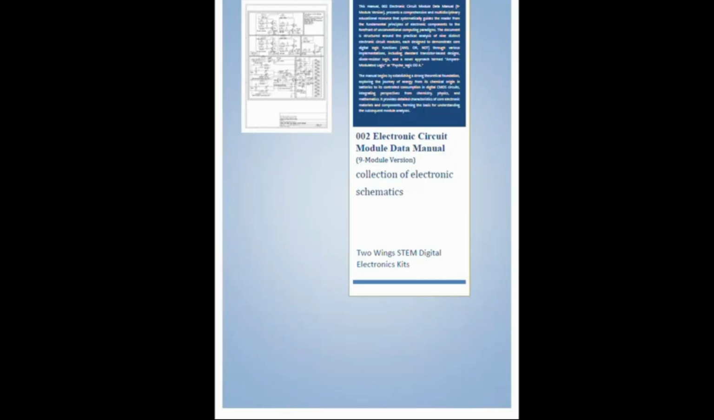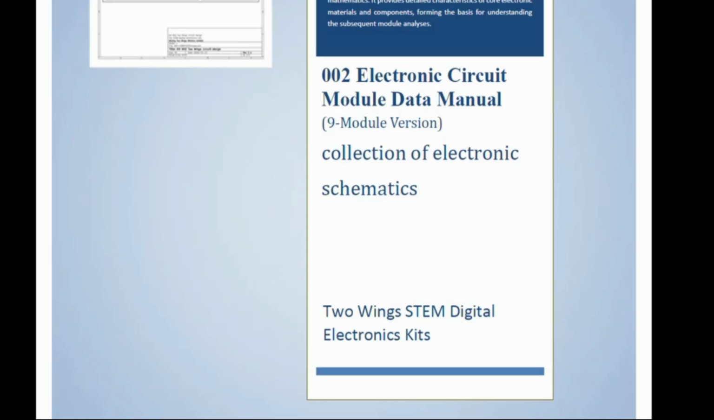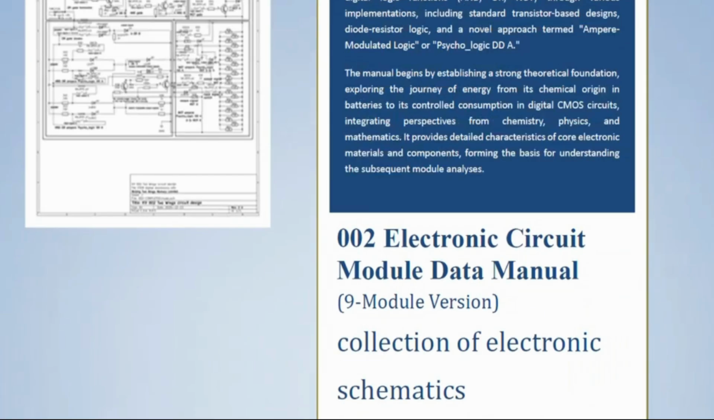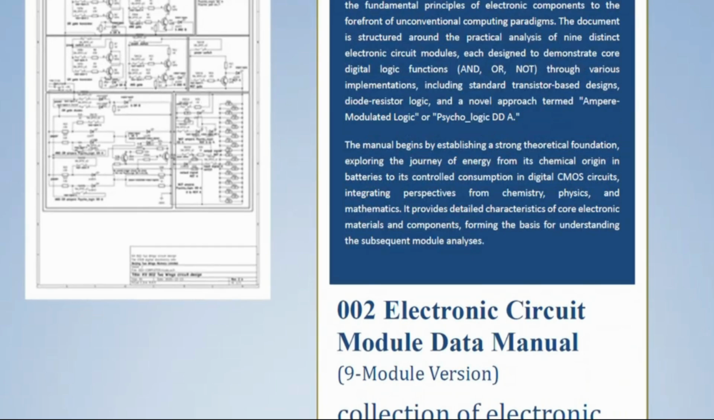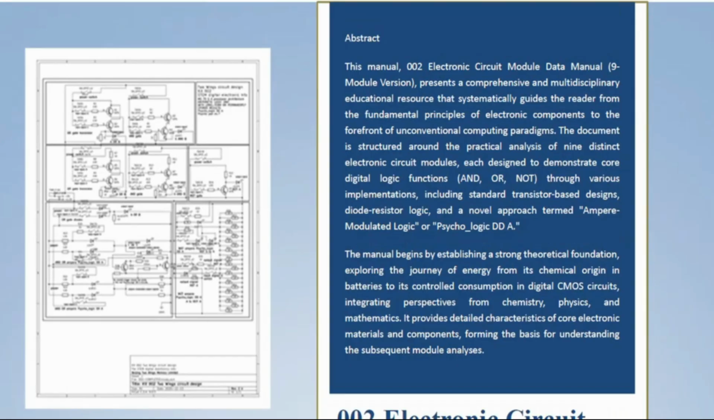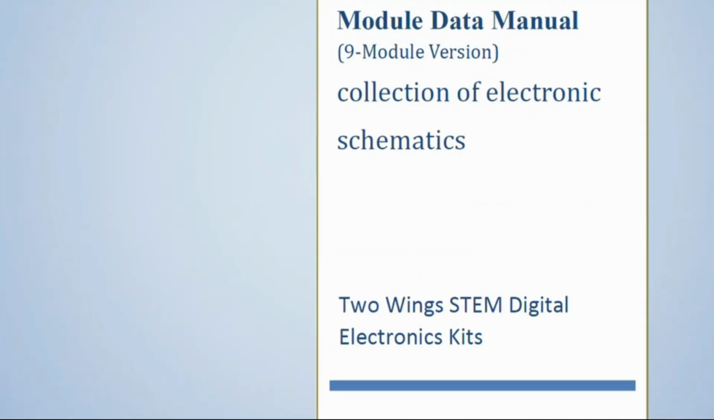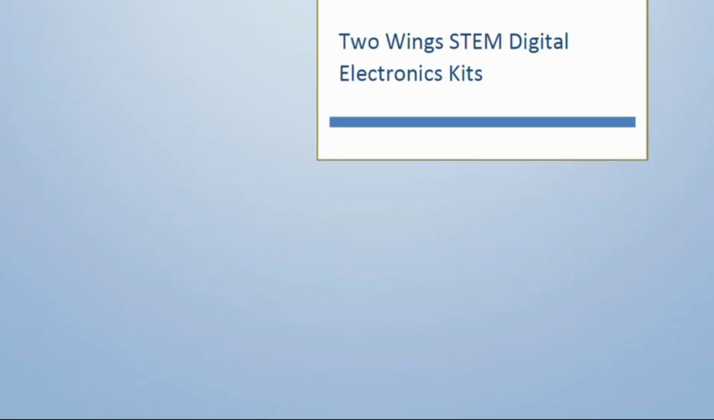Welcome to the 002 Electronic Circuit Module Data Manual, a comprehensive guide to digital logic and innovative computing. Your journey begins with 9 modules, from basic gates to advanced psycho-logic. The manual is structured around 9 distinct electronic circuit modules.